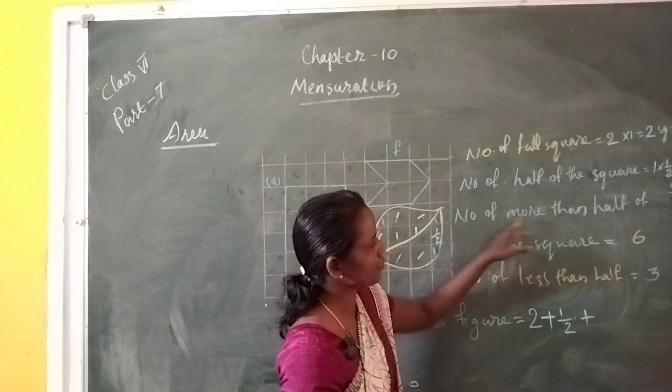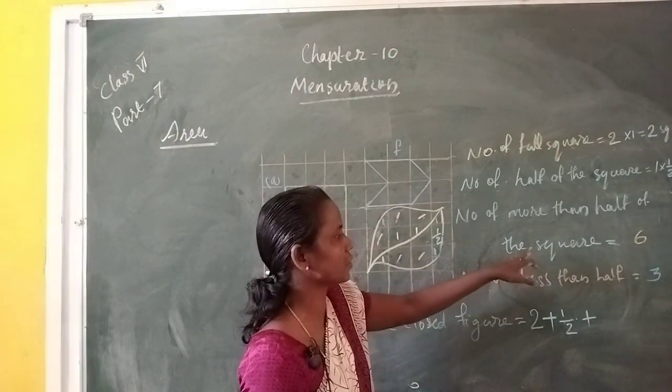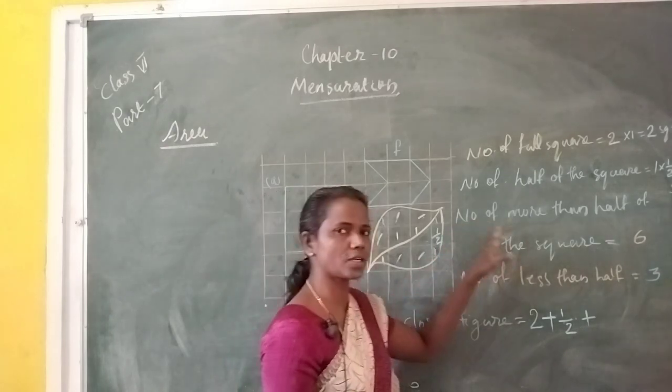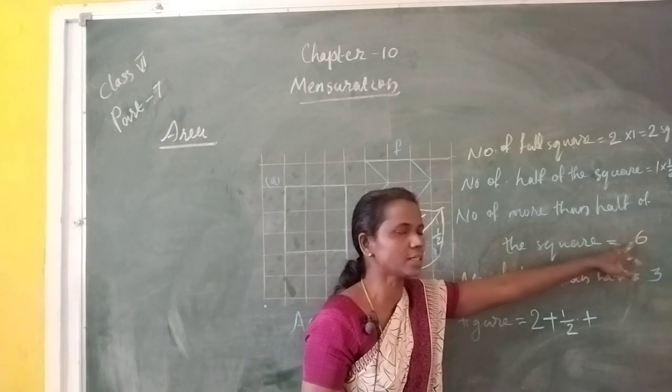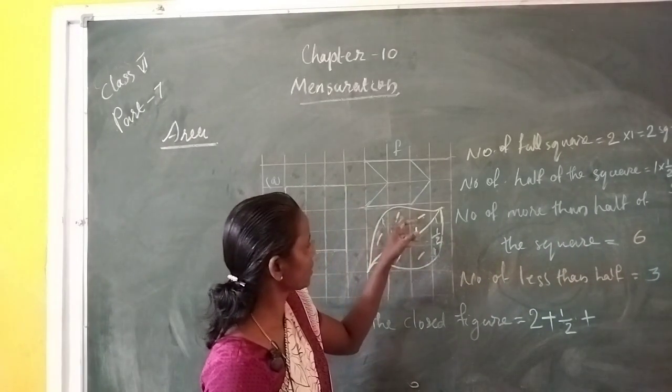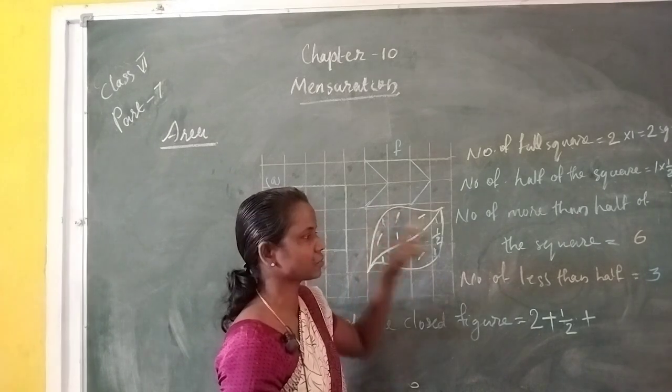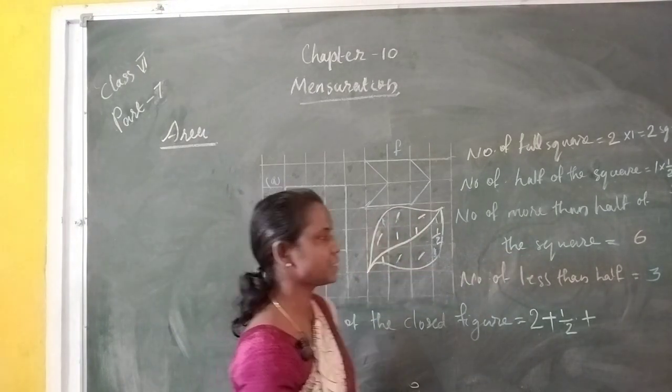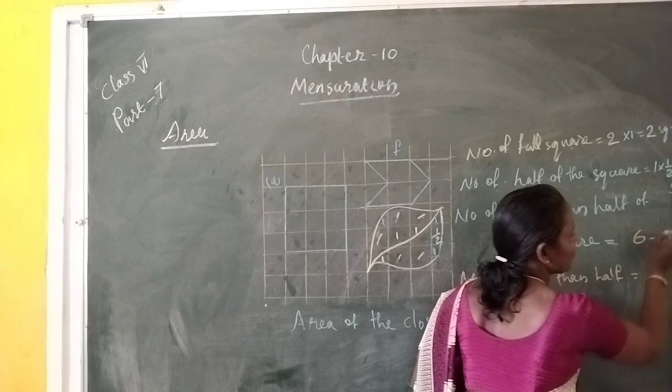Then next, the number of more than half squares. How many more than half squares? 6 more than half squares. So 6. These we take as 1 unit.